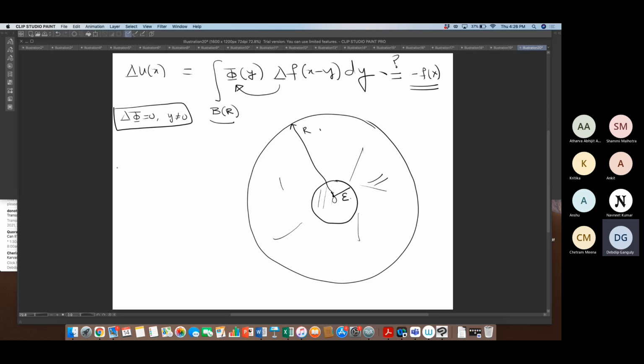Okay. This I can write as B0 epsilon plus the annulus. This is the beauty of analysis. Wherever there is a problem, a singularity, we cut that portion and we separately see what happens there.